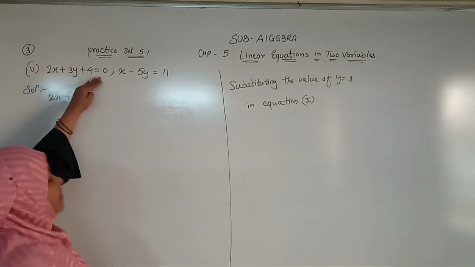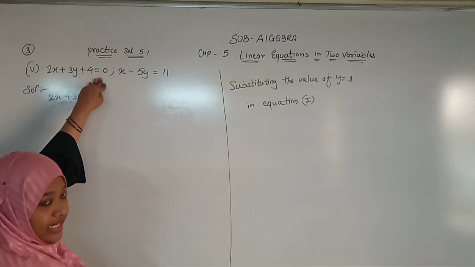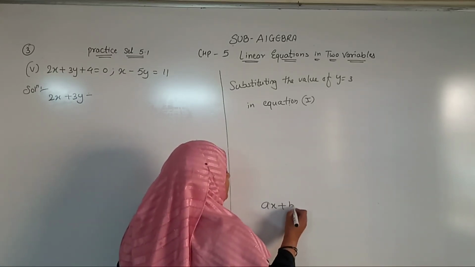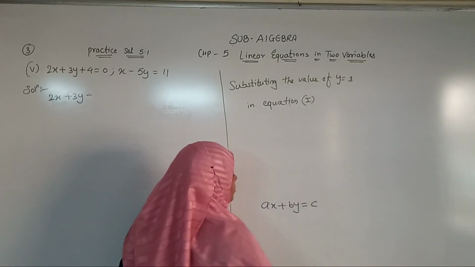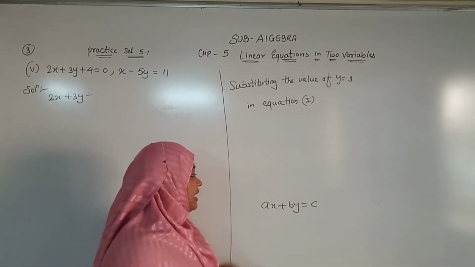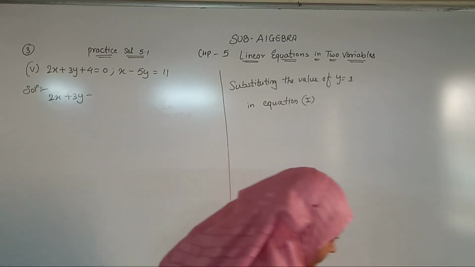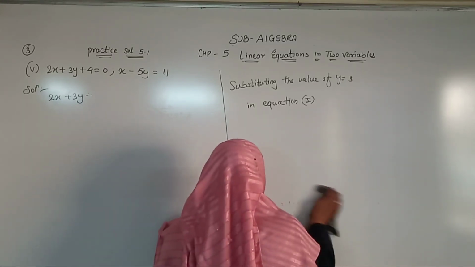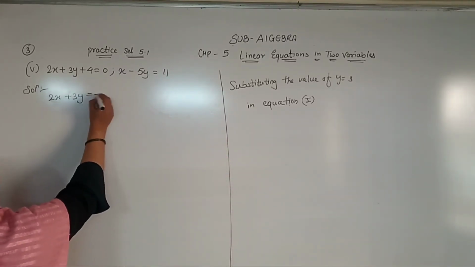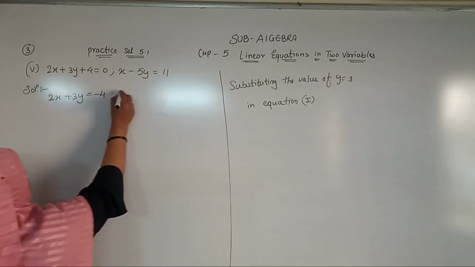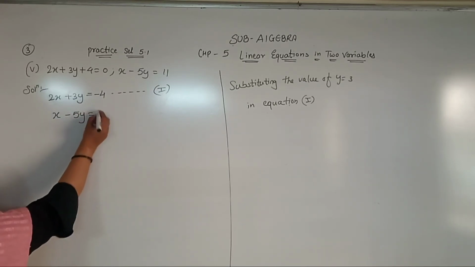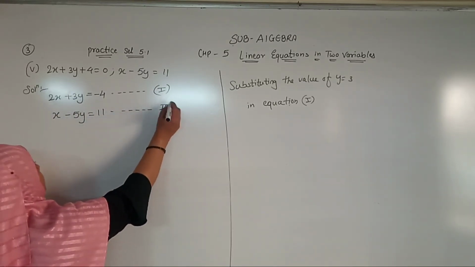See, this plus 4 you have to take to the left hand side, because I will tell you the standard form of a linear equation: ax plus by equals c. This is the standard form of a linear equation. So we have to change it. Equals, plus 4 will become minus 4. So that is my equation number 1. x minus 5y equals 11, that is equation number 2.